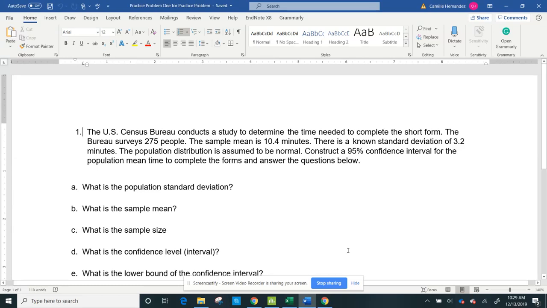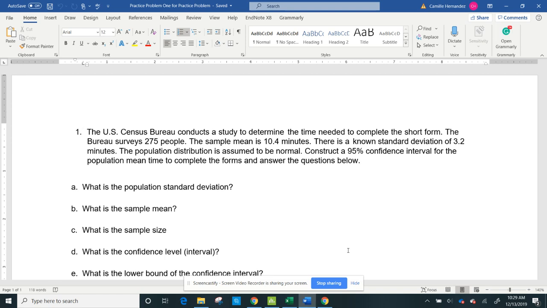So let's go ahead and just do a practice problem to help before beginning the practice problems and homework for this section. The U.S. Census Bureau conducts a study to determine the time needed to complete the short form. The Bureau surveys 275 people. The sample mean is 10.4 minutes, and there is a known standard deviation of 3.2 minutes. The population distribution is assumed to be normal. Construct a 95% confidence interval for the population mean time to complete the forms and answer the questions below.